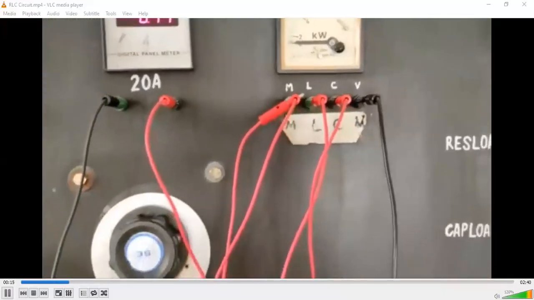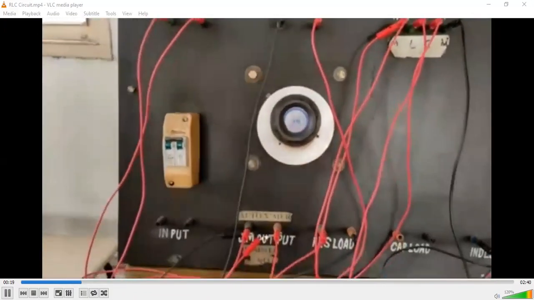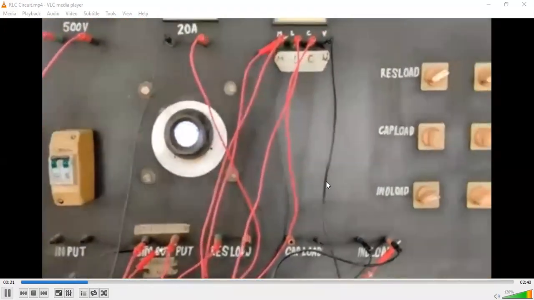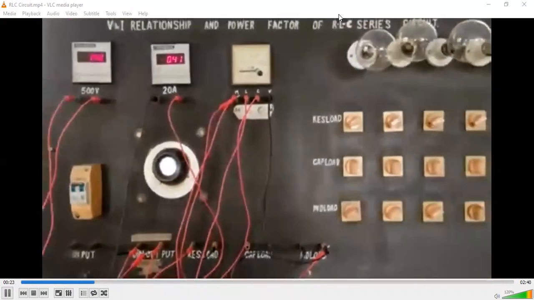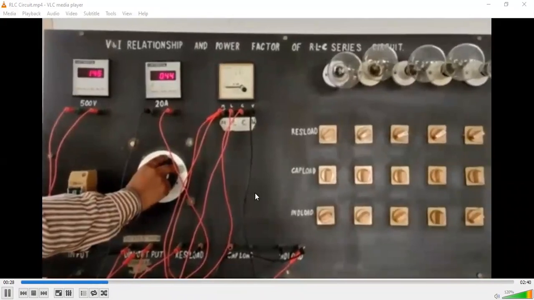So this is our experiment related to the analysis of RLC series circuit, and you can take the observation readings from the simulator or from this video that is actually performed in the college laboratory. Okay, thank you.